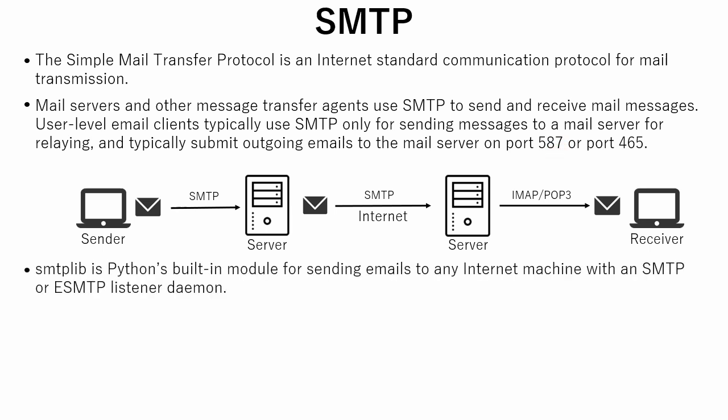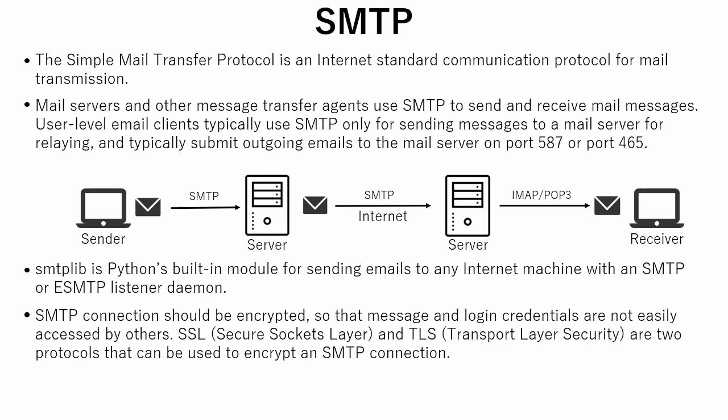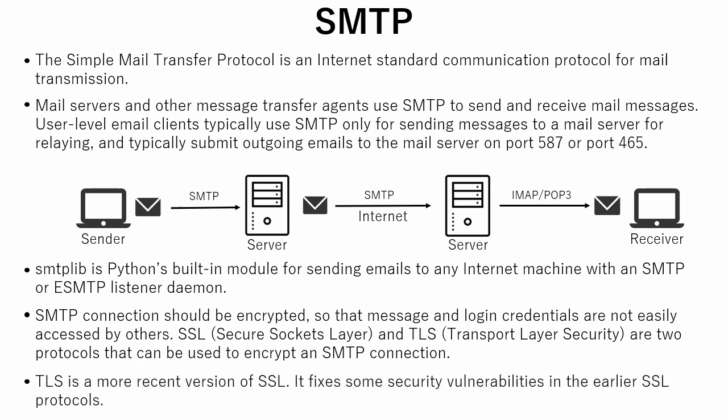In our Python program, we are using the SMTP library. SMTP is Python's built-in module for sending emails to any internet machine with an SMTP or ESMTP listener daemon. From security purpose, SMTP connection should be encrypted, so that message and login credentials are not easily accessed by others. Secure Sockets Layer and Transport Layer Security are two protocols that can be used to encrypt an SMTP connection. In this tutorial we will use TLS. TLS is a more recent version of SSL. It fixes some security vulnerabilities in the earlier SSL protocols.